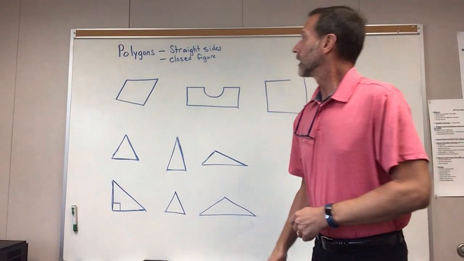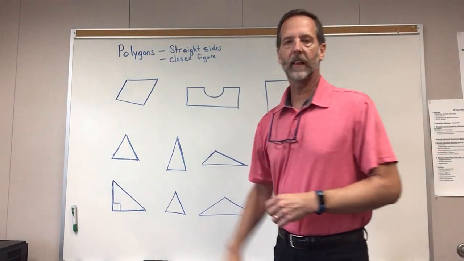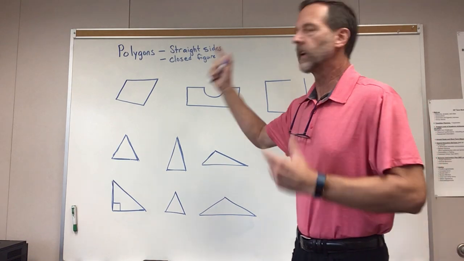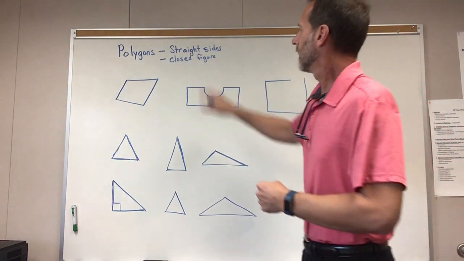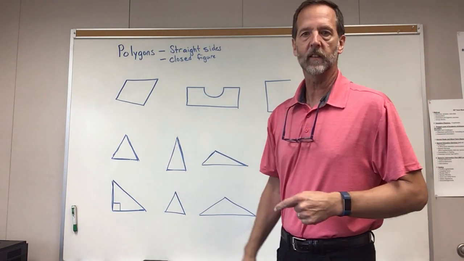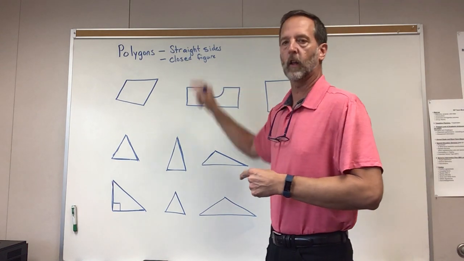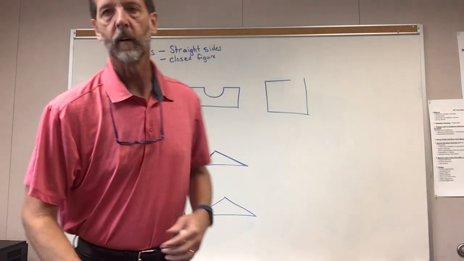Hey there, gang. Today we're going to talk about identifying polygons. Okay? Polygons. What is a polygon? A polygon is a figure that has straight sides and it is a closed figure. It's what we call a plane figure.